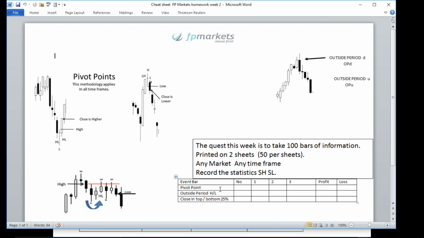Down the bottom here on the right hand side, I've got just a beginning again of recording some statistics around pivot points, outside periods, and for bar closes in the top or bottom 25%: the number of times it does it in, for example, 200 bars, how many times on the following bar is it still profitable, the second bar is it still profitable, third bar is it still profitable, and you can simply write out your profit and loss here on the right hand side. Very, very simple to do, and I would encourage you to work through these simple statistics, and it will change the way you look at price action along the way.